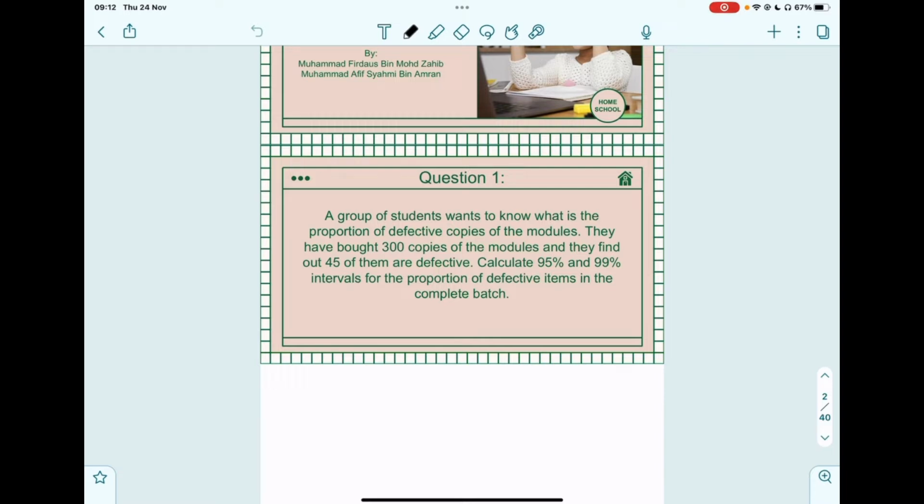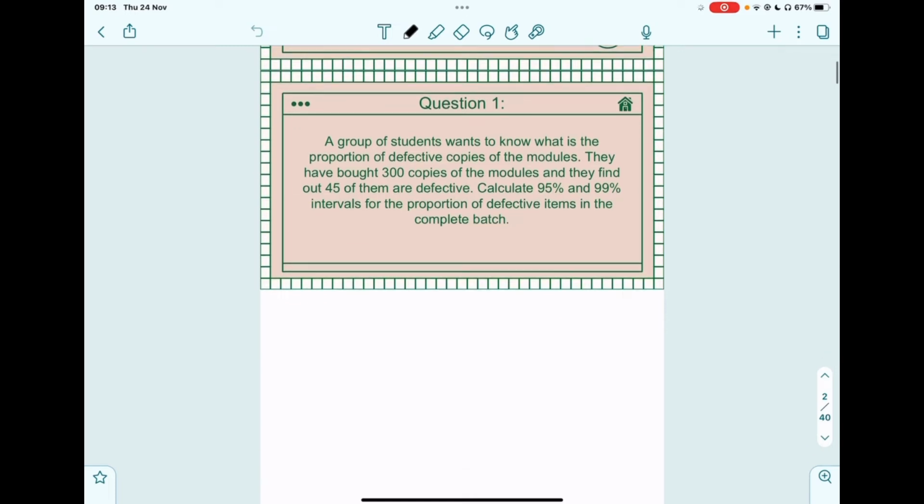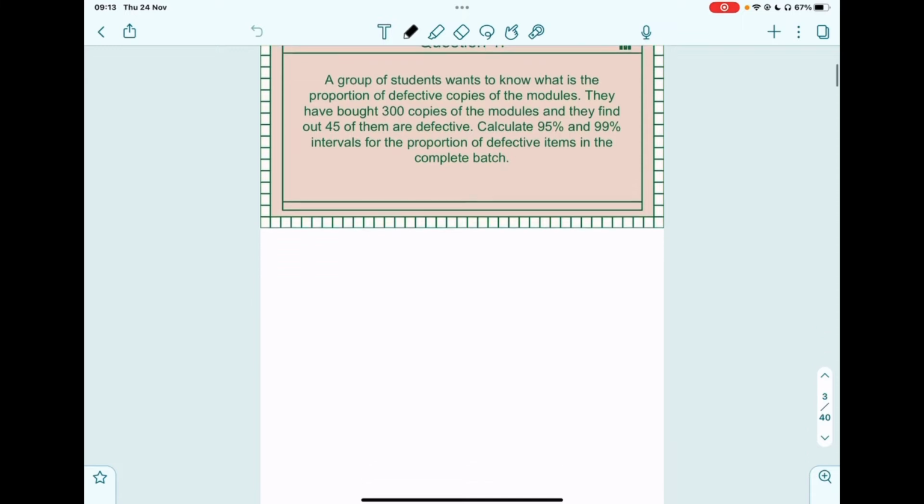The question is: a group of students want to know what is the proportion of defective copies of the modules. They bought 300 copies of the modules and found out 45 of them are defective. Calculate the 95% and 99% intervals for the proportion of defective items in the complete batch. My part is going to be the 95% confidence interval, while my friend Afiq will continue with the 99%.